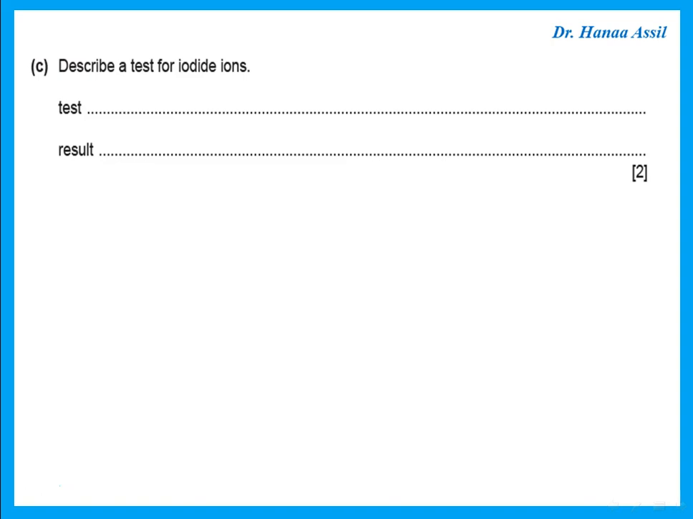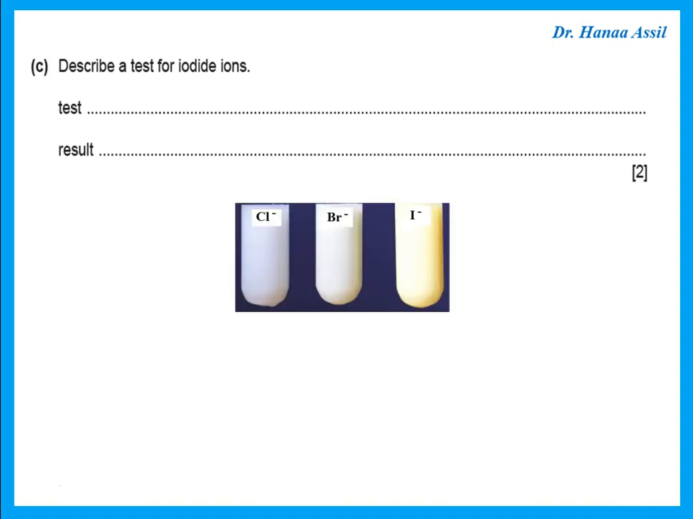Describe a test for iodide ions. What is the test for iodide? Remember, what do we add? We add nitric acid and silver nitrate solution. Acidified silver nitrate is a test for the halides, chloride, bromide, iodide. If I'm testing for any of these, I add dilute nitric acid and silver nitrate solution. If I had chloride, it would give me white precipitate. Bromide, cream precipitate. Iodide is yellow precipitate.